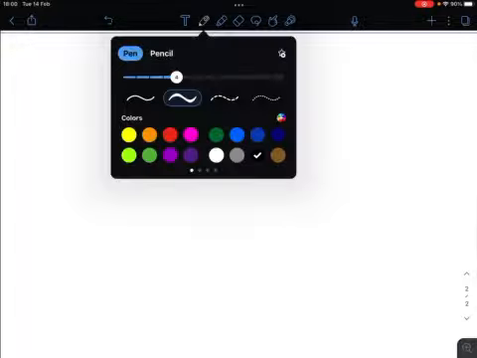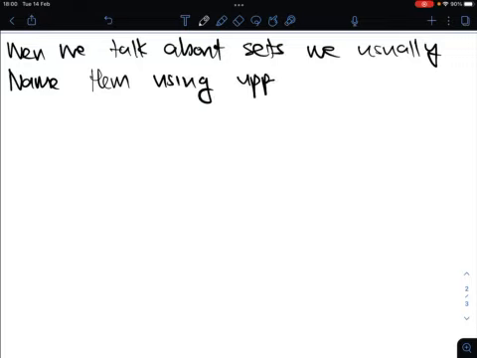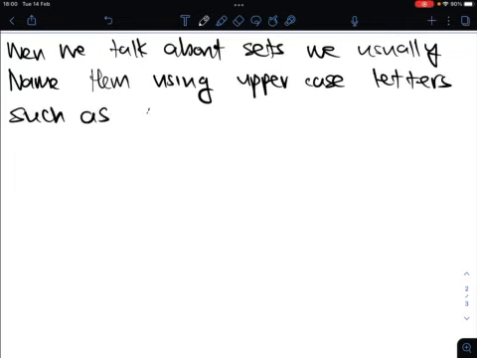So, when we talk about sets, we usually name them using uppercase letters such as A, B, C, etc. One thing that you have to know is that most of the time in mathematics, when you are dealing with particular objects, we always want to have names that you can use to refer to them every time we want to make use of them.